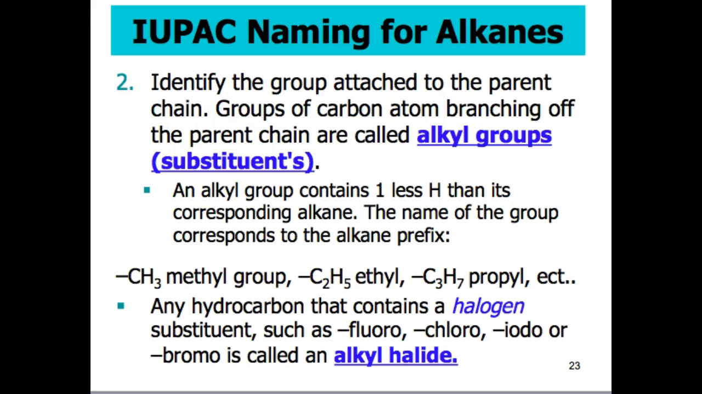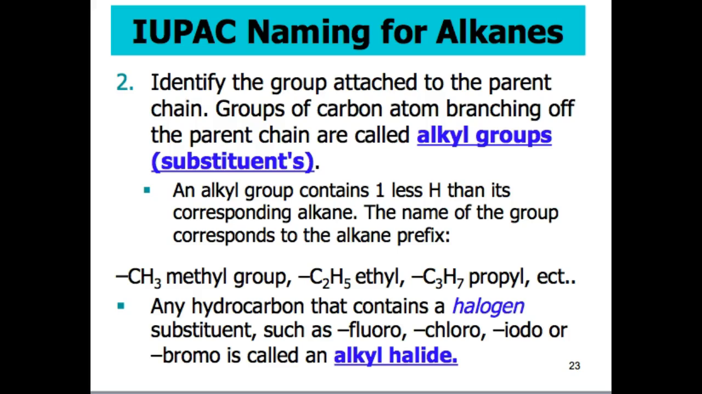So, for example, if I was to say methyl, that would be like methane, a carbon atom with single bonds, but instead of having 4 hydrogens as a methane would, it has 1 less hydrogen. Or if we had an ethyl group off the chain, regular ethane has 2 carbons and 6 hydrogens, but an ethyl group would have 2 carbons and 5 hydrogens. So it has 1 less hydrogen than the corresponding alkane would have. So CH3 is methyl, C2H5 is ethyl, C3H7 propyl, etc. Methyl and ethyl are the most common.